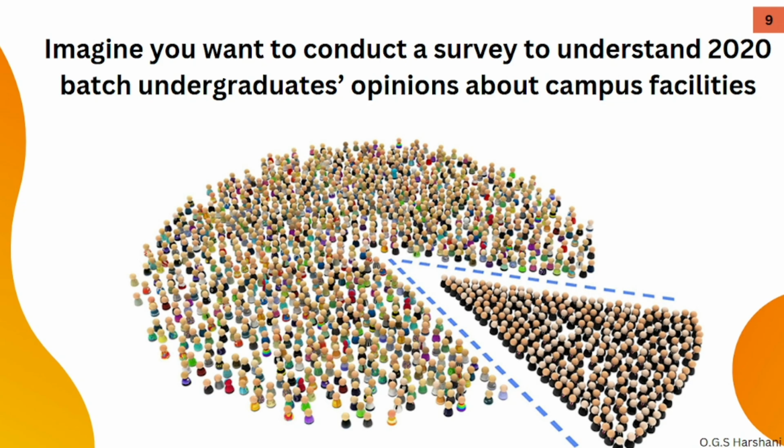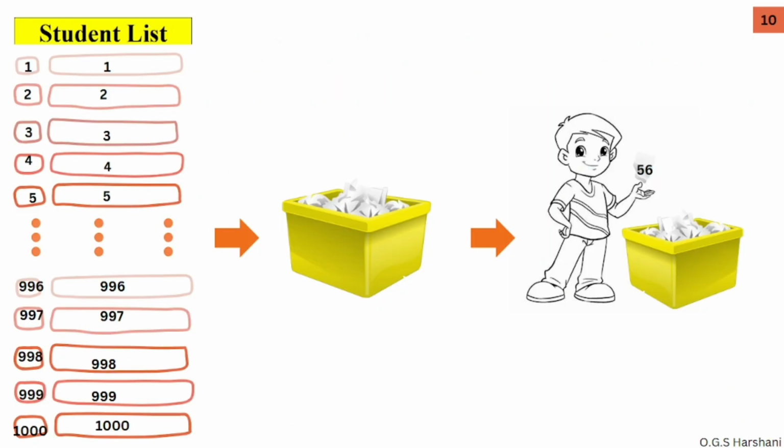Do you think it's practical to go to every single student and ask for their opinions? It would be quite challenging, right? But what if there is a method that allows us to select a representative group from this large batch? This method is called simple random sampling. It's effective because all the undergraduates are a similar group. How do we do it?